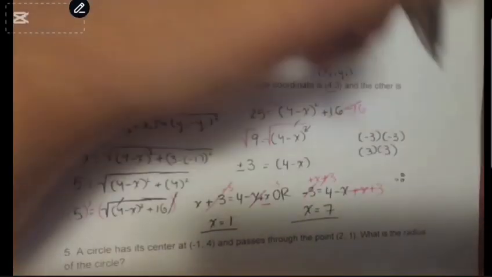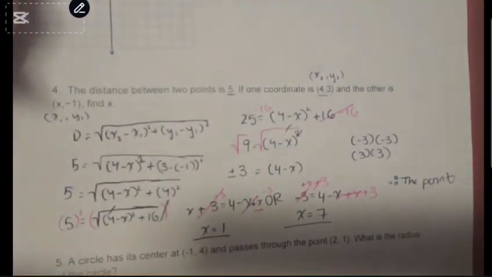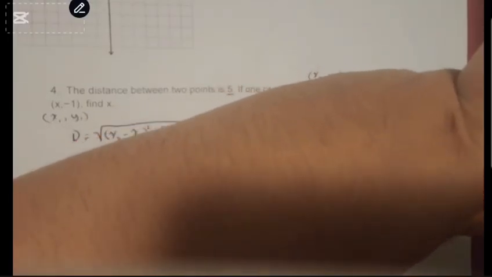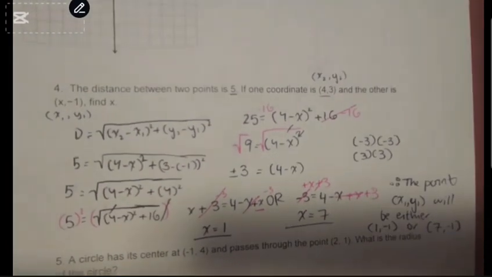So for our therefore statement, therefore the point x, 1 will be either 1, minus 1 or 7, minus 1.